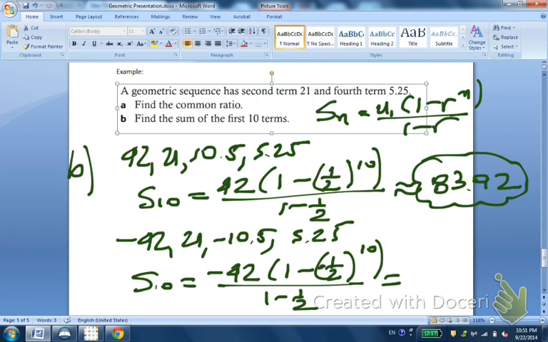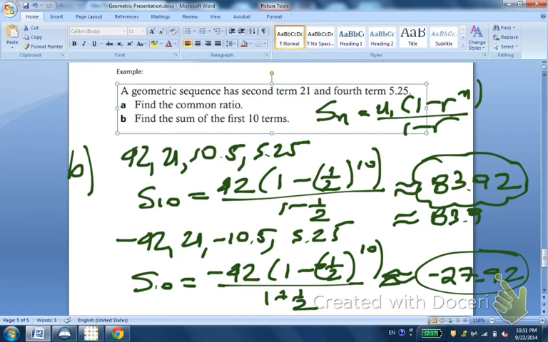Small correction here, there should be a negative in front of the half, and a negative in front of the half here on the bottom, so it becomes plus a half. If you do this calculation on your GDC, the sum is approximately negative 27.97. If you want three significant figures, like they usually want on the IB, it's 83.9 for the first one and negative 27.9 for the second one.